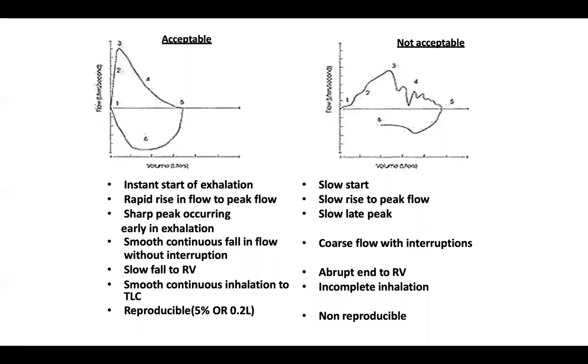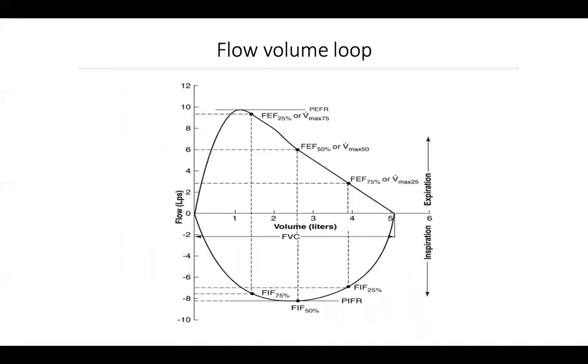A not acceptable curve will start slow. There's a slow rise to peak flow, a slow late peak. There will be coarse flow with interruptions. There will be an abrupt end at the residual volume and incomplete inhalation. This is not reproducible.